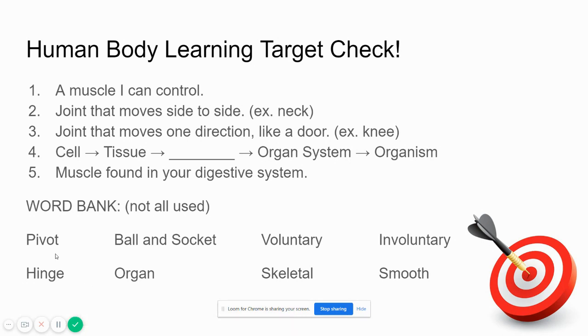For number 4, you're looking at organization of the human body. The smallest part is a cell. When you have multiple cells, you make a tissue. Multiple tissues make an organ. Multiple organs make an organ system. And multiple organ systems make an organism. And then number 5, the muscle found in your digestive system. That is smooth muscles.